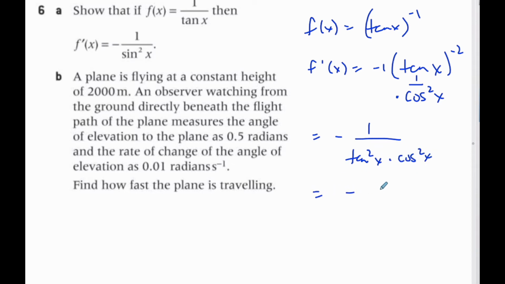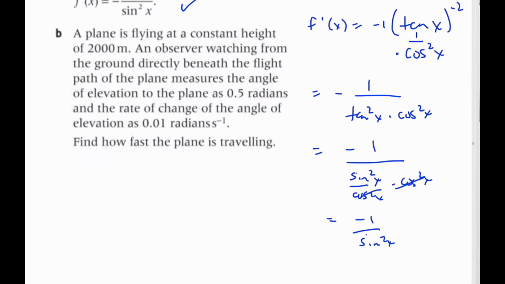Well, tangent I know is sine over cosine. I can square them both since it's tangent squared times cosine squared x. Those cancel and ta-da! I get 1 over sine squared x, which is what I was hoping for.